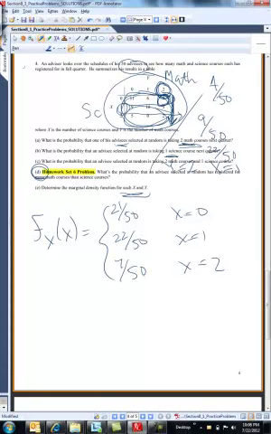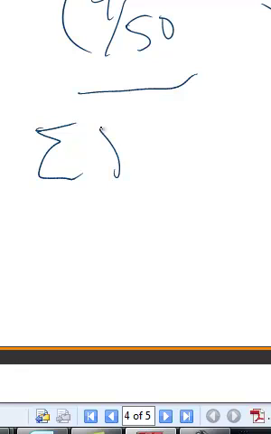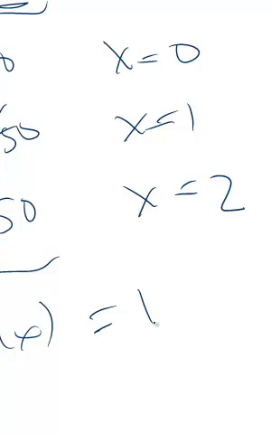This should add up to 1, all these probabilities. And they do, right? The sum of f of x over x equals 0 to 2 is equal to 1. This is a valid mass function. We could find expected value now, right? Just x times f of x, and sum that up.